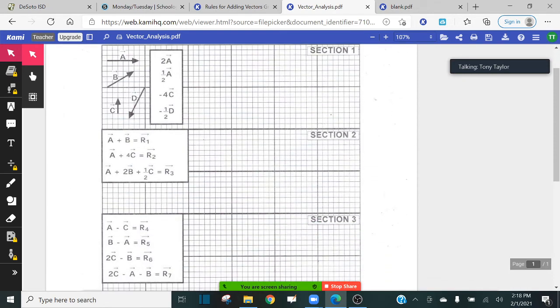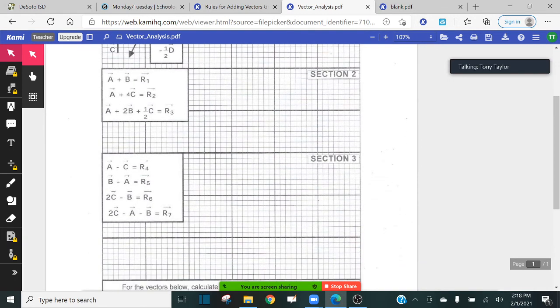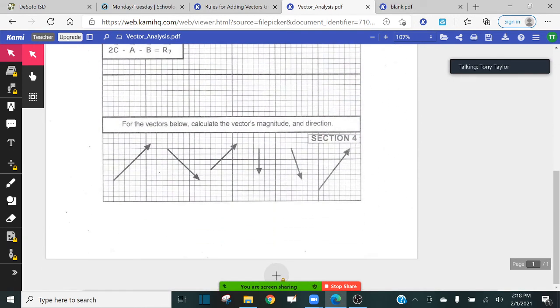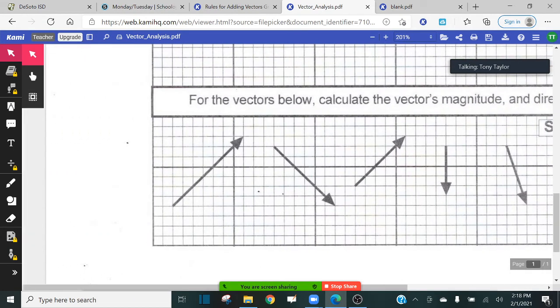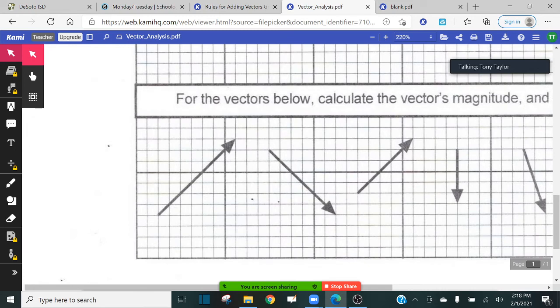During a normal school year, we would work on this in class, but I don't want to take up too much of y'all's time. So let me just do a few problems on here involving calculating vector magnitude.